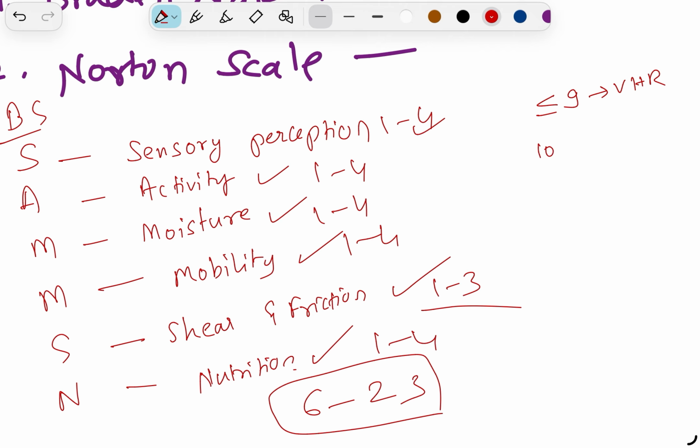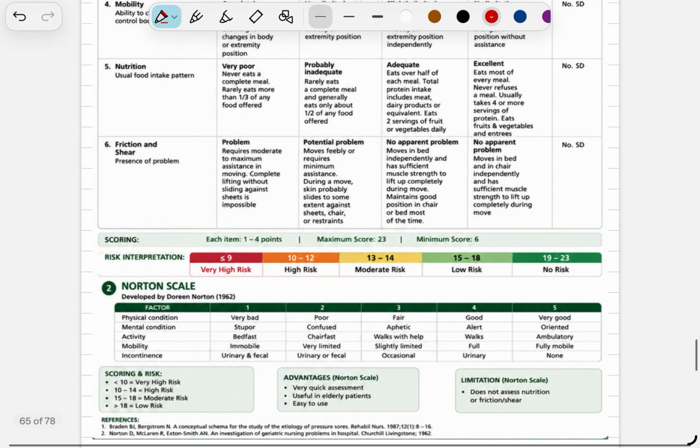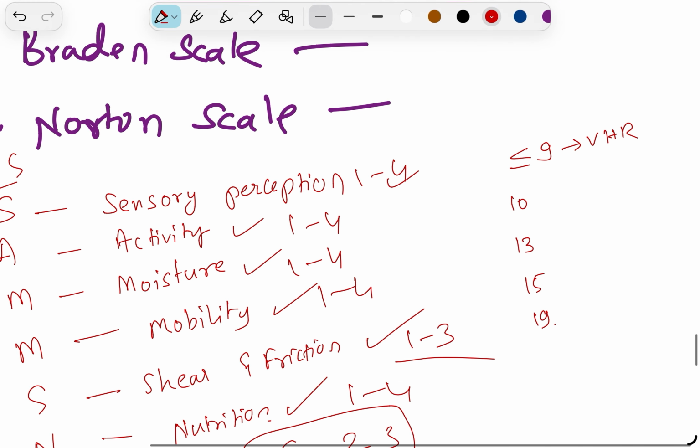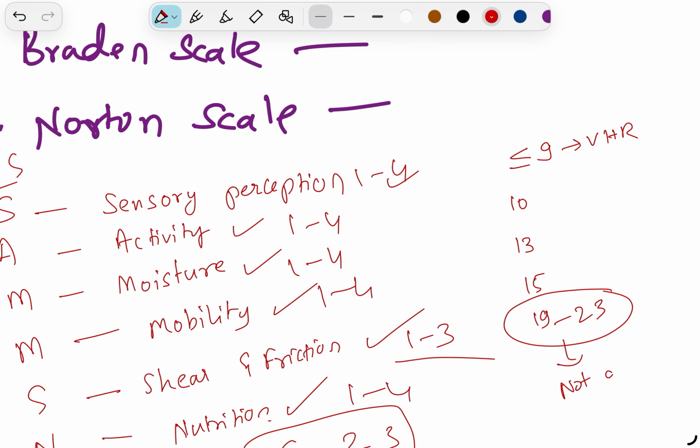Yes, 10, next 13, next 15, next 19. Okay, 19 up to 23. If you are getting 19 to 23, they are not at risk at all. They won't get any pressure ulcer.